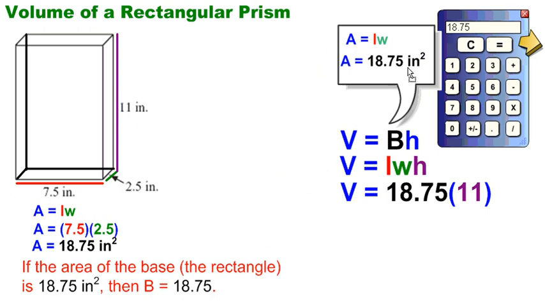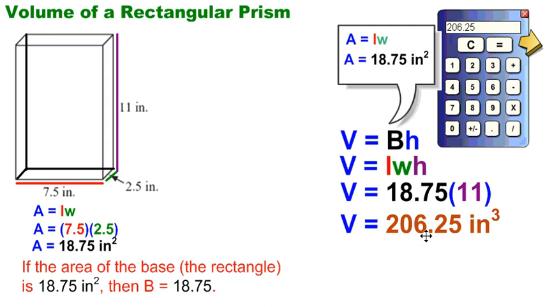So I'll just plug that in right there. Now all I have to do, I've already got 18 75/100 in the calculator. I just hit the times key, 11, enter, or equal. So the volume of my cereal box is 206 25/100 inches cubed. That's how much cereal would fit inside the box. That's the volume of this rectangular prism.